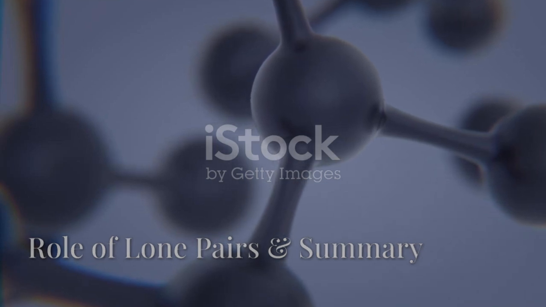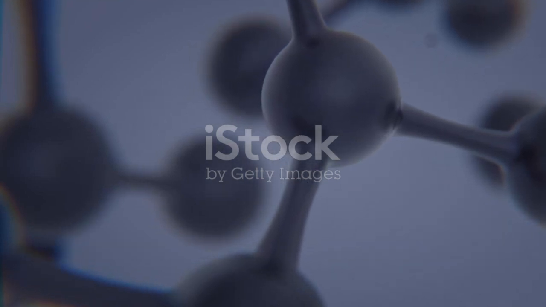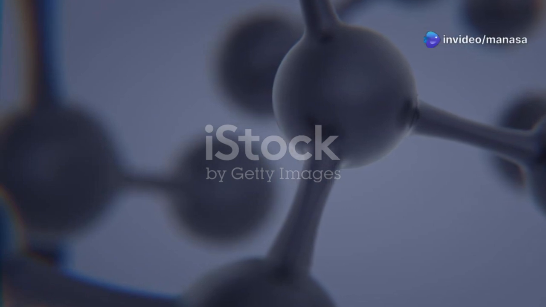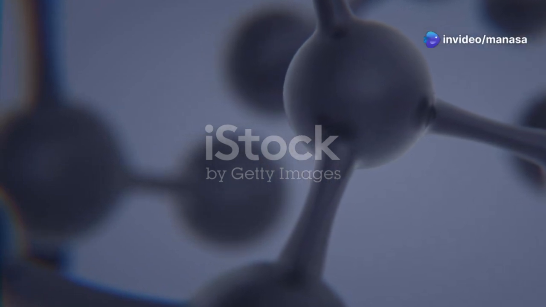So, lone pairs actually take up more space than bonding pairs. That's why, for example, ammonia is pyramidal and not flat, and water is bent instead of linear.